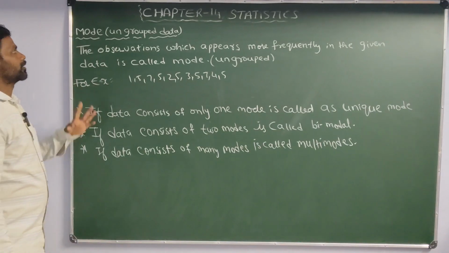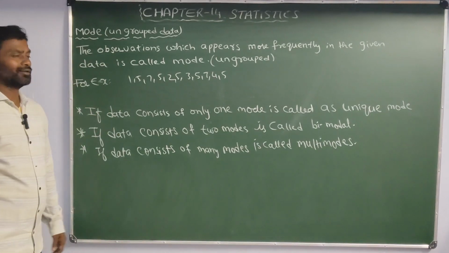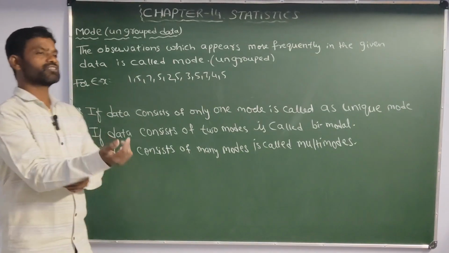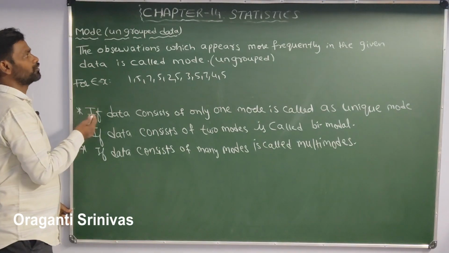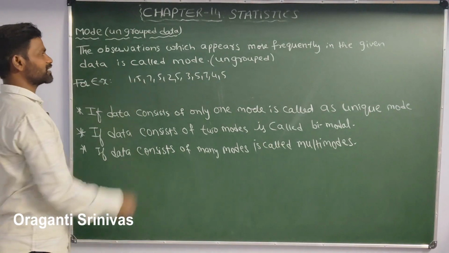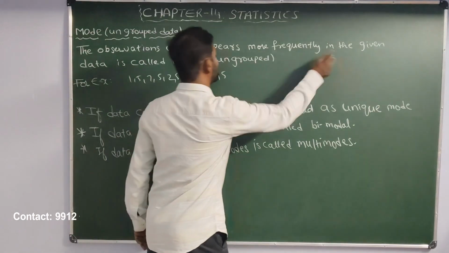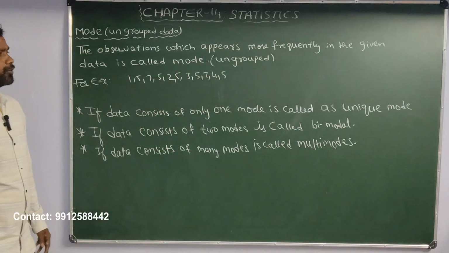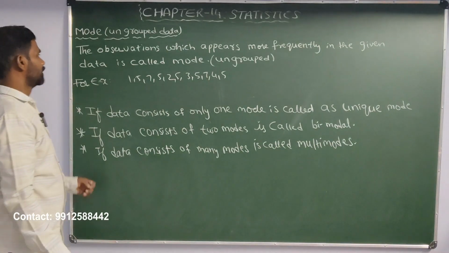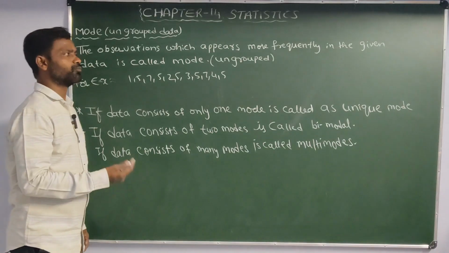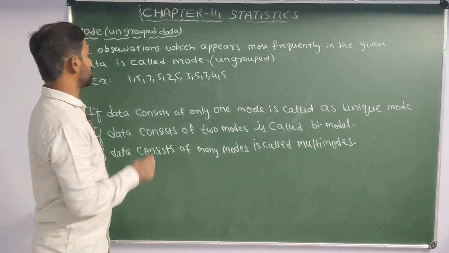Okay, next topic, mode of ungrouped data. This topic was already studied in 9th class. So what is mode of ungrouped data? The observation which appears more frequently in the given data is called mode of ungrouped data.